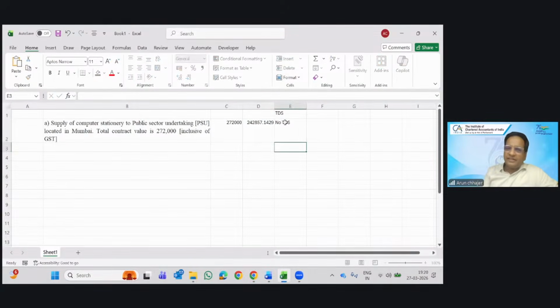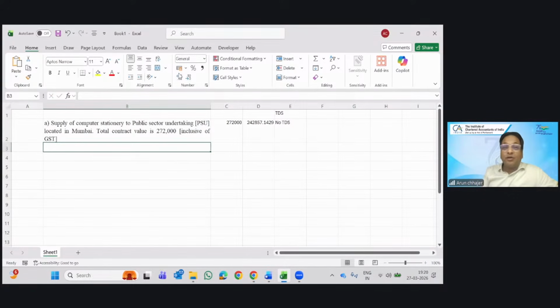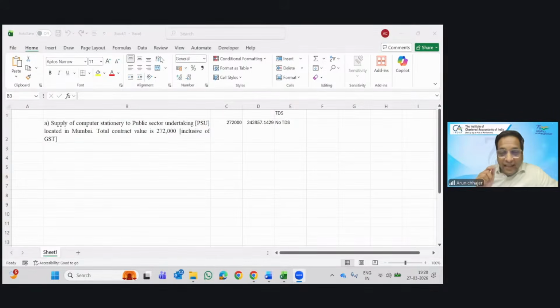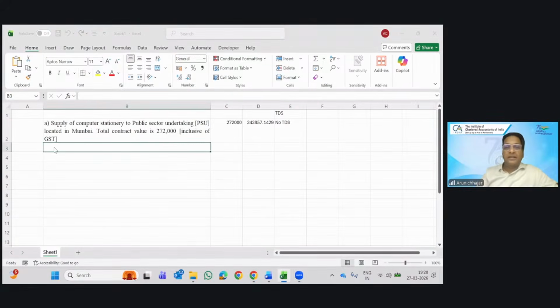Why no TDS? Can anybody give me the reason why no TDS? Correct. Because ये amount 2,50,000 से exceed नहीं कर रहा. Okay. This amount is not exceeding 2,50,000 and therefore it is not applicable. Absolutely correct. Not applicable. Let me go to the question number B.